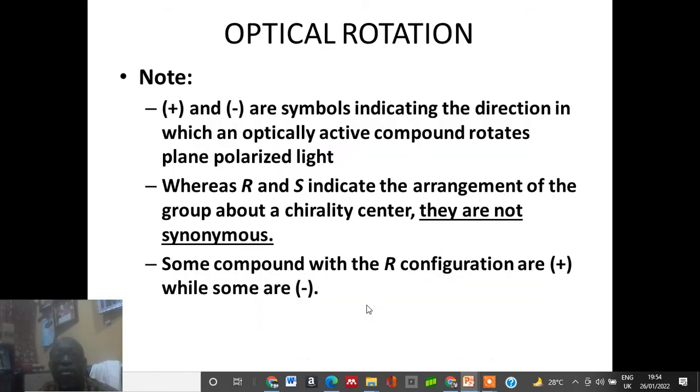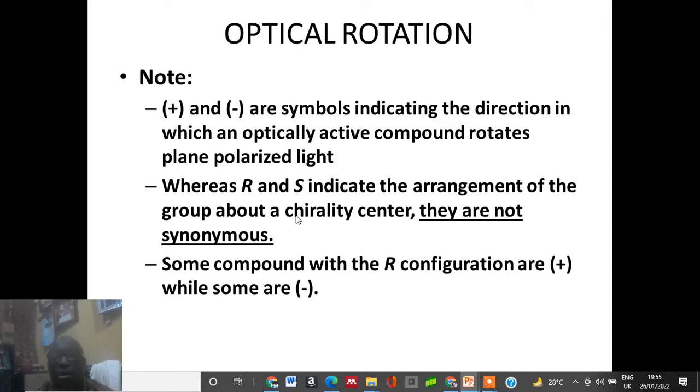You need to take note, and note carefully, that levorotatory and dextrorotatory are symbols indicating the direction in which an optically active compound rotates plane polarized light, whereas R and S indicate the arrangement of the groups about a chirality center. Therefore, dextrorotatory, levorotatory, and R and S are not synonymous.